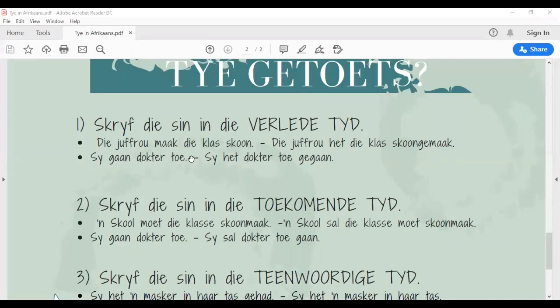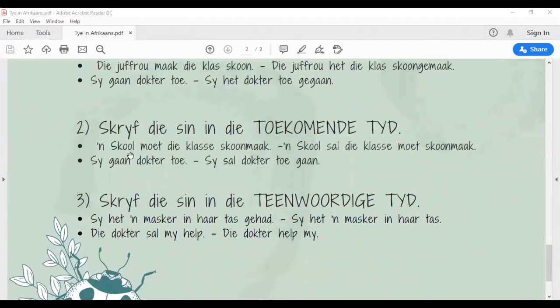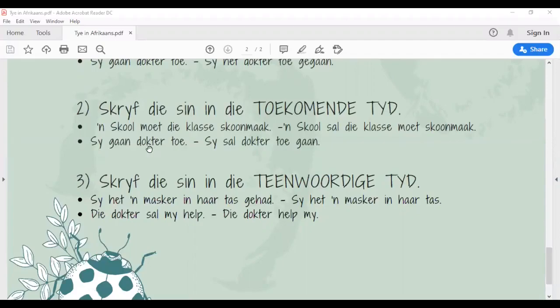Sy gaan dokter toe. Sy het dokter toe gegaan. Skryf die sinne in die toekomende tyd, future tense. 'n Skool moet die klasse skoonmaak. Toekomende tyd, 'n skool sal die klasse moet skoonmaak. Remember, if there's a moet, it still comes at the end of the sentence, like in verb 1's place, and the verb that was already at the end stays at the end. Sy gaan dokter toe. Sy sal dokter toe gaan.